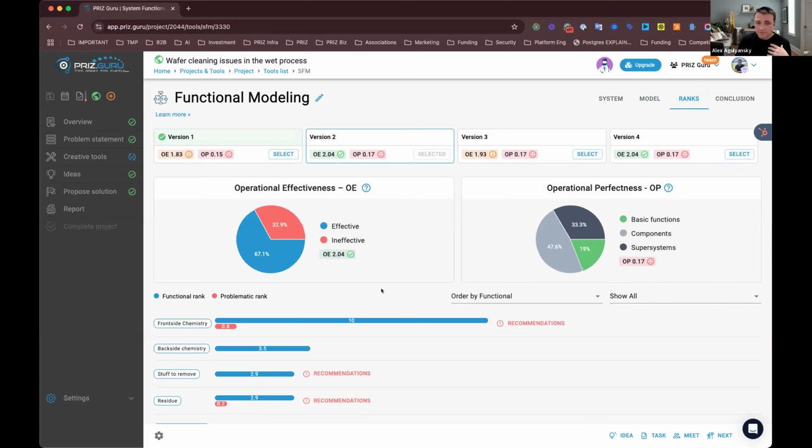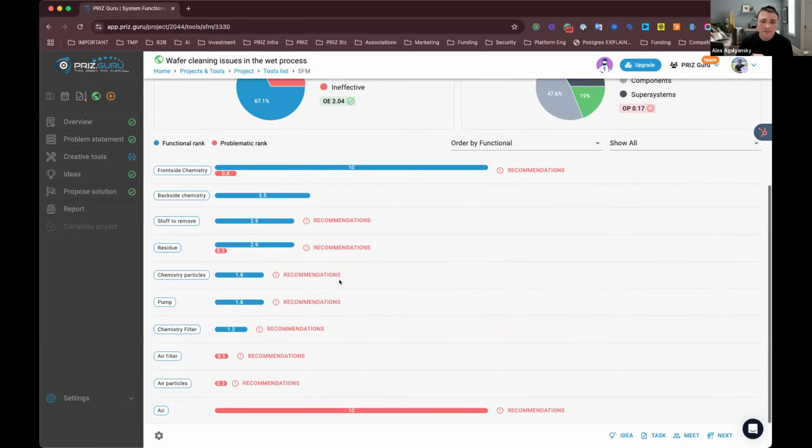For example, operational effectiveness goes up, great. The perfectness also goes a little bit up, maybe not enough, and we define it so that anything above 2 is kind of green. Again, it doesn't mean that you need to stop there. There is also always room for improvement, but the relative number is something to look at under 2.